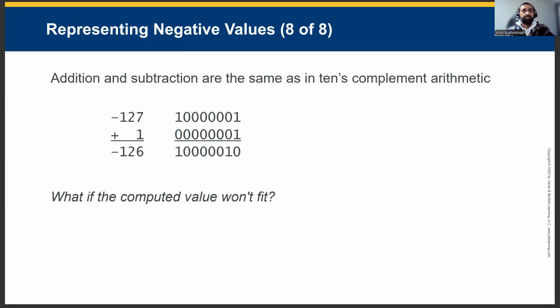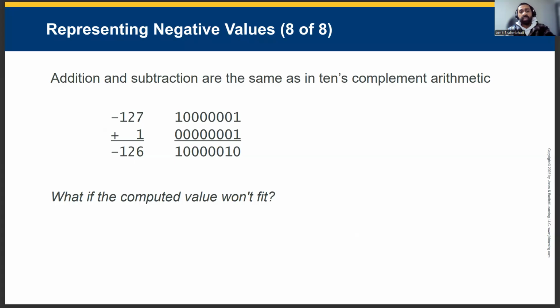Overflow. Arithmetic in two's complement behaves similarly to ten's complement. Addition and subtraction are performed the same way for positive and negative values.